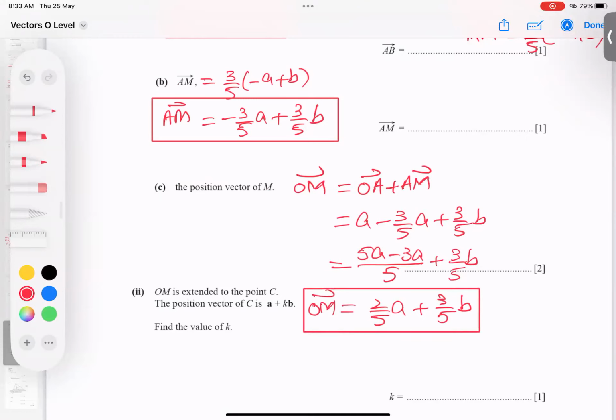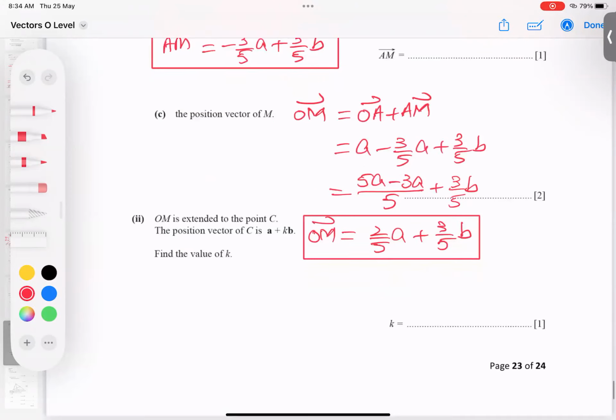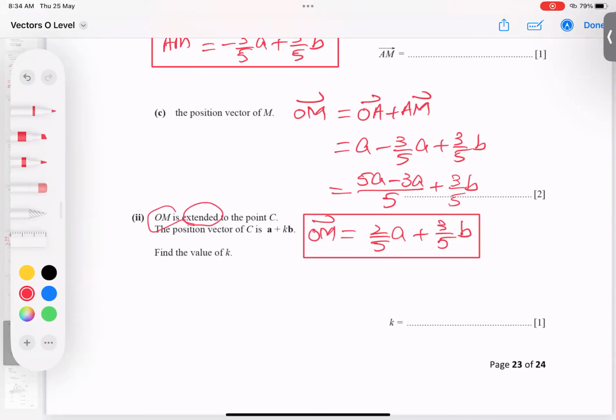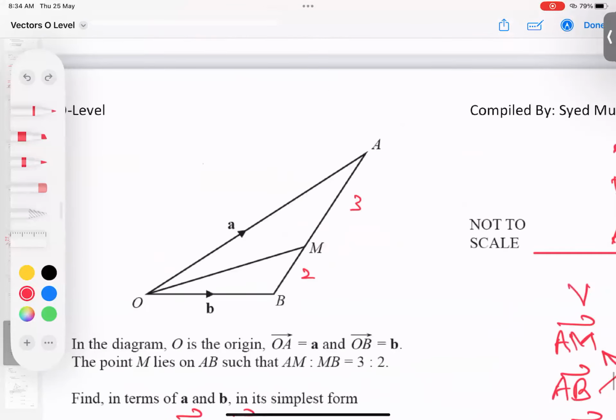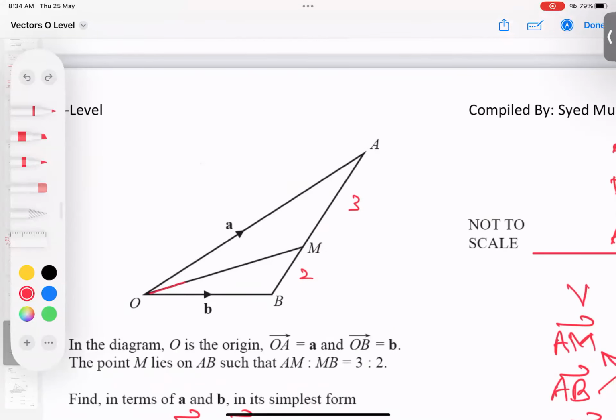I hope the point is very, very clear. And now I'm going for the next part. The next part is, he said that OM is extended. Whenever extension comes, most probably similarity will help us to solve. OM is extended to point C. So let's start extending, extending, and stop there.